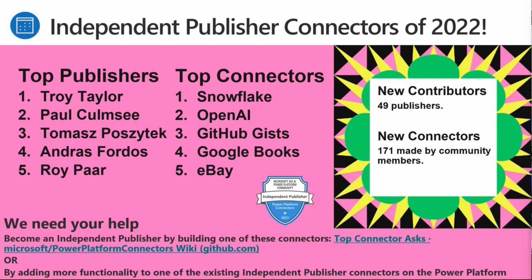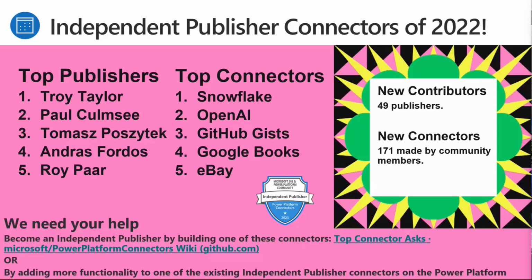I have here highlighted our top publishers for 2022. Thank you so much to Troy, Paul, Tomas, Andras, and Roy. I have also put together a small list of our top connectors that were made by the community. And by top connectors, I mean the most highly requested and sought after connectors that were executed by community members. We have Snowflake, OpenAI, GitHub Gist, Google Books, and eBay. As an overall look, we have 49 new publishers and new contributors who have added to the ecosystem as a whole, which is now bringing us to a total of, I believe, 70 overall independent publishers, as well as 171 new connectors made in 2022.